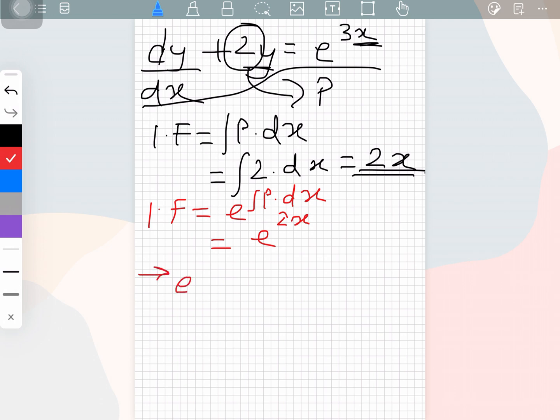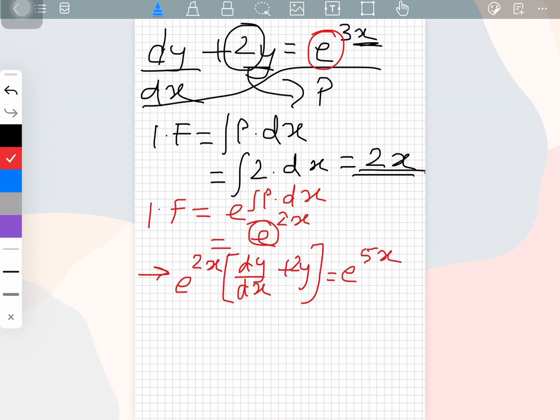So we multiply e^2x. e^2x multiplies dy over dx plus 2y. It multiplies the right hand side as well. And I hope that you know that whenever there is the same base, then we can just add the powers. We have the same base, so it's going to be e to the power 5x. It's the laws of indices.